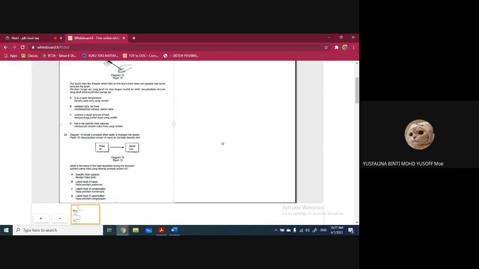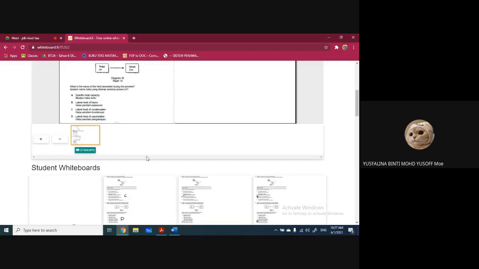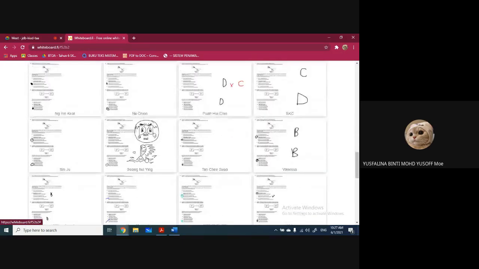Okay, number 23, diagram 16 shows a process when water changes into steam. So water to steam is a change of phase. For specific heat capacity, there is no change of phase, meaning no change from solid to liquid or liquid to gas, only change of temperature. But for this one there is a change of phase, so it should be latent heat. Latent heat of what? Water to steam, so it should be vaporization. If solid to liquid or liquid to solid, we call it latent heat of fusion. So the answer should be D. Mostly got correct for this one.